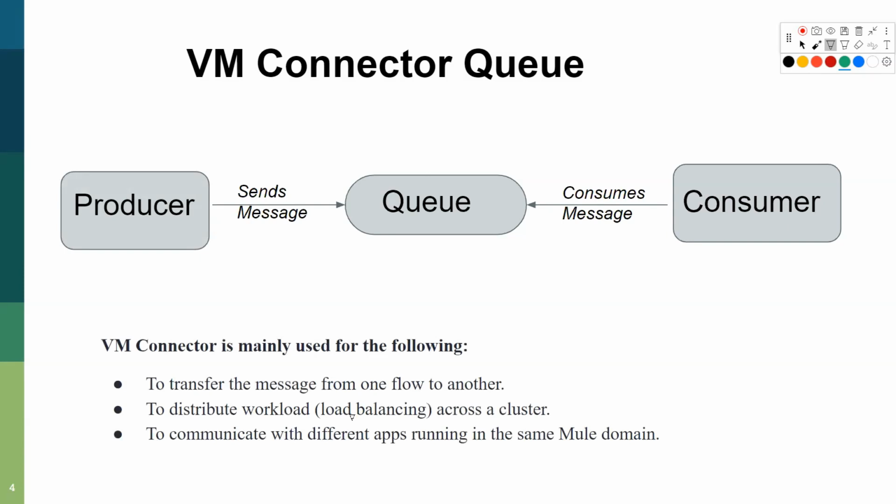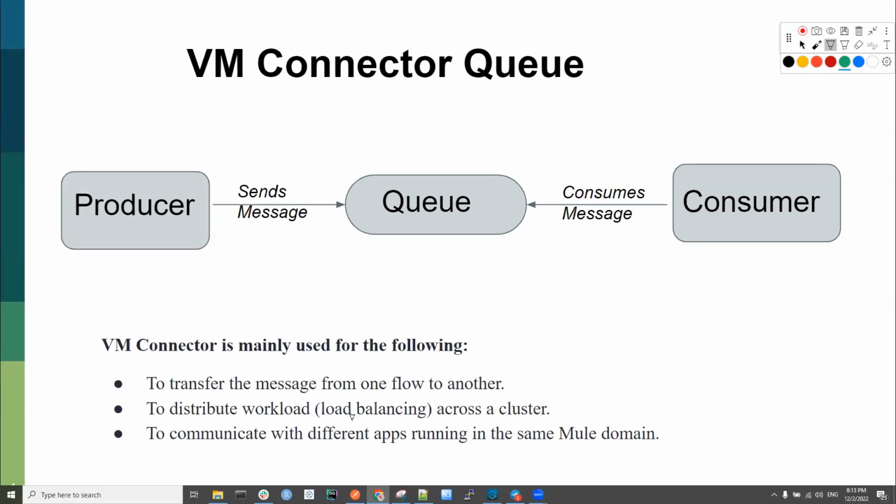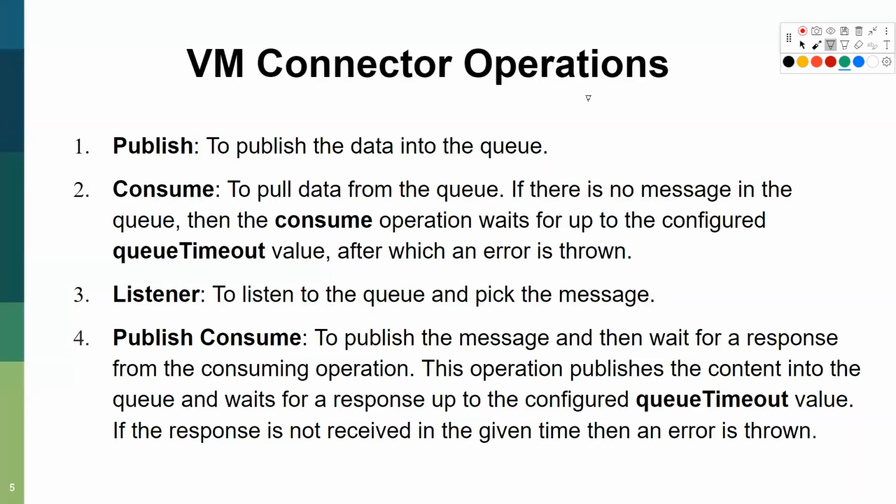Here, the VM connector is mainly used to transfer the message from one flow to another, to distribute workload across a cluster because it can be used for parallel processing, and to communicate with different apps running in the same Mule domain. This one is not important to answer the question. We have seen this before, so you can just watch the video on this topic if you forget any of this.